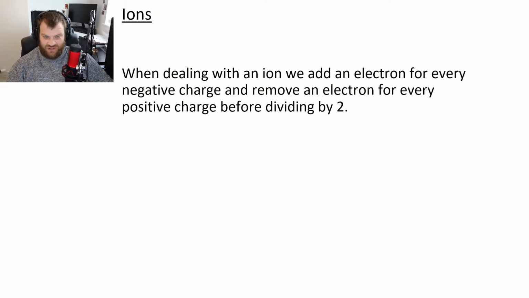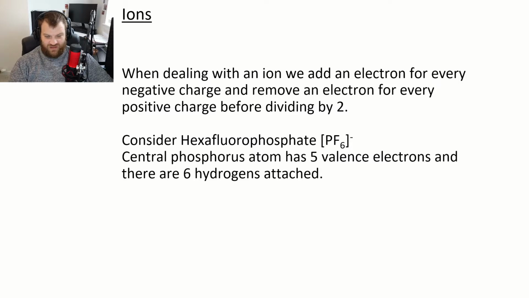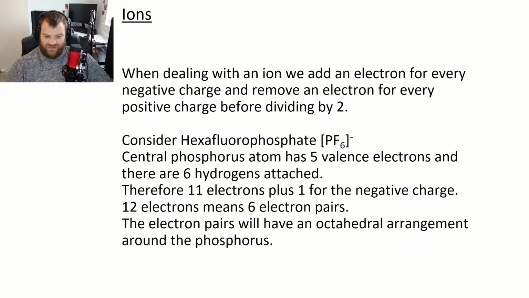When we're dealing with ions, which you'll often be asked to do at Advanced Higher Chemistry, you need to add on an electron for every negative charge and remove an electron for every positive charge before we divide it by 2 to work out the number of electron pairs. If we have something like hexafluorophosphate, PF6, it has a negative charge on the ion. Phosphorus has 5 electrons. There are 6 fluorines attached. That gives us 11 electrons, but we need to add on 1 more for that negative charge, giving us 12 electrons. 12 electrons is 6 pairs of electrons. What this means is that we will then have an octahedral shape around the phosphorus.